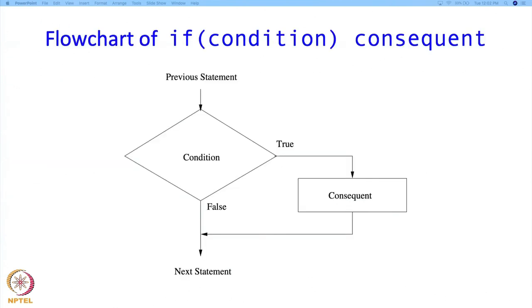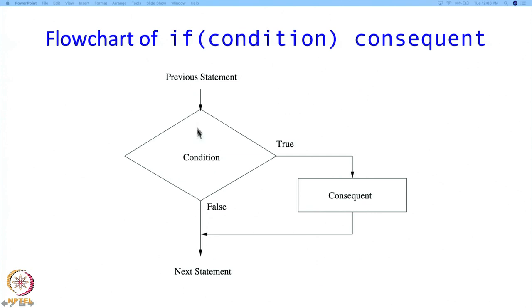So if I have a statement, if condition consequent, then its flow chart is as shown in this picture. This statement will be preceded in the program by a previous statement, so its flow chart will come over here. This statement will be succeeded in the program by a next statement, and its flow chart will come over here. So the idea is that the previous statement will get executed, then the control will use this arrow to enter the if statement, and now the condition is going to be evaluated.